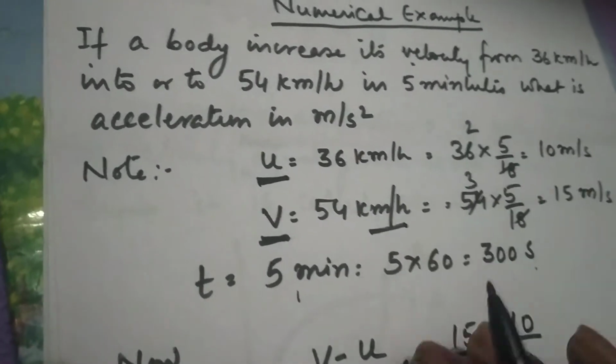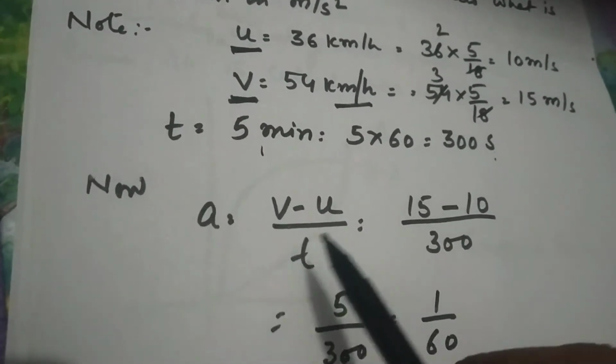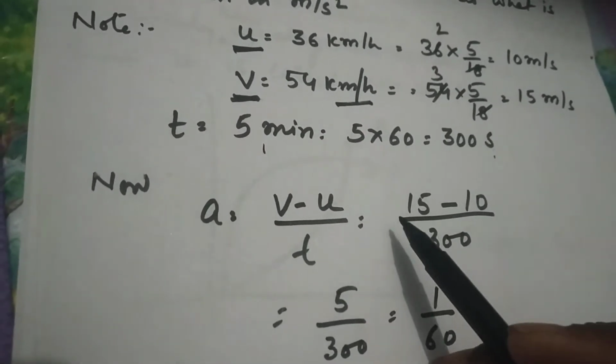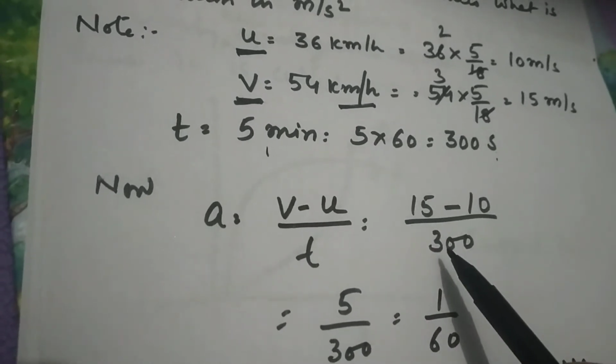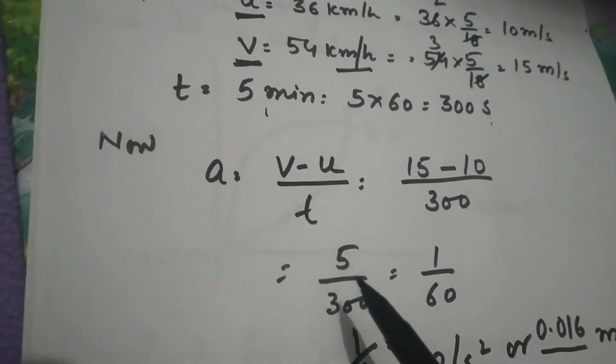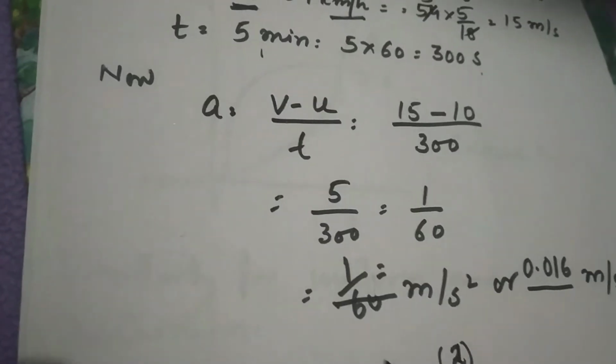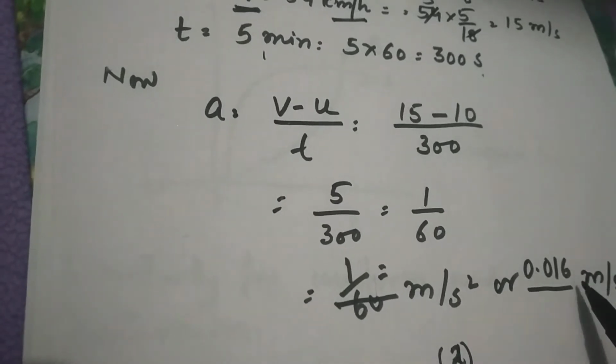So all these values have to be put in the formula. So a is equal to v minus u upon t. v is 15 minus 10 upon 300. Time is 300. So 15 minus 10, 5 upon 300. Simplifying, 1 upon 60. You can write 1 upon 60 or you can get it in decimals.